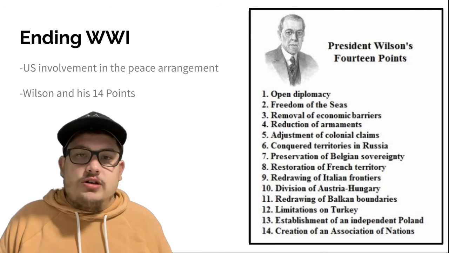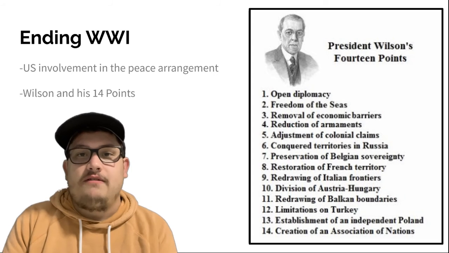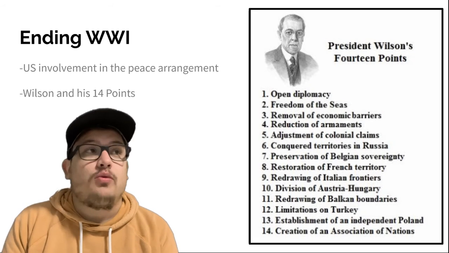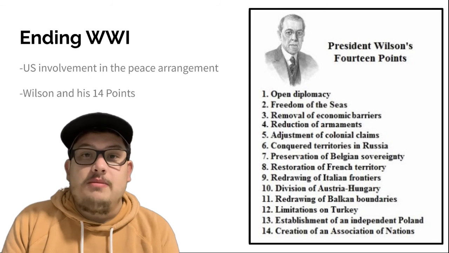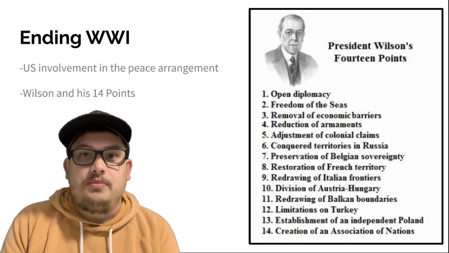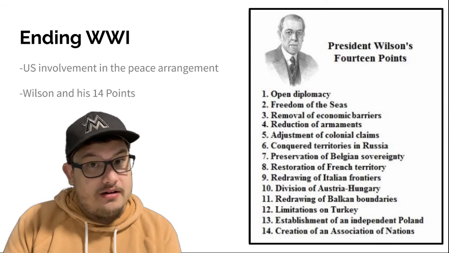In the beginning of those 14 points are ways to prevent future wars. Open diplomacy. Let's not have secret alliances. Let's make it really clear where everyone stands. Freedom of the seas. Maybe don't let Germany go around sinking a bunch of stuff. Let people trade. That would super benefit America, of course.